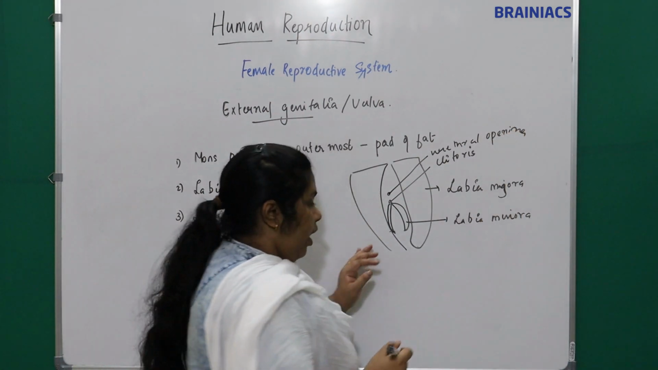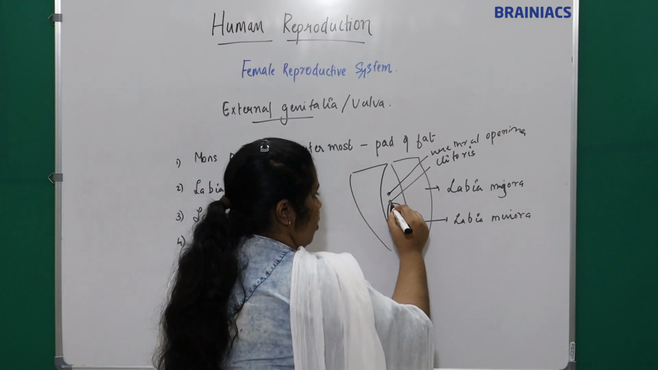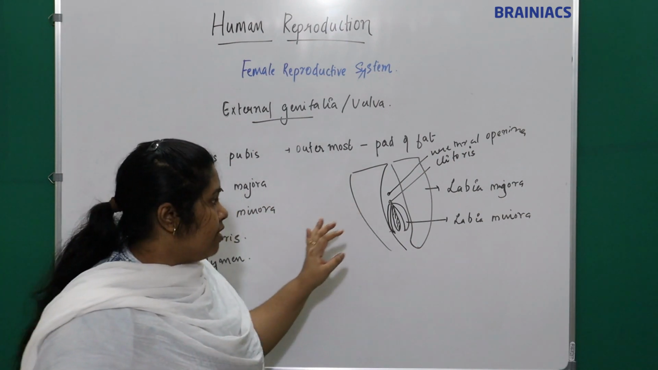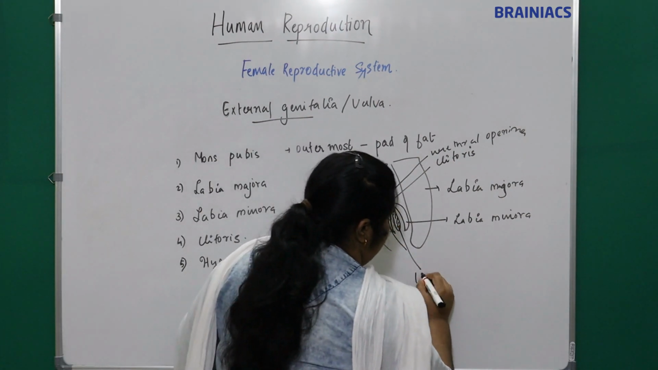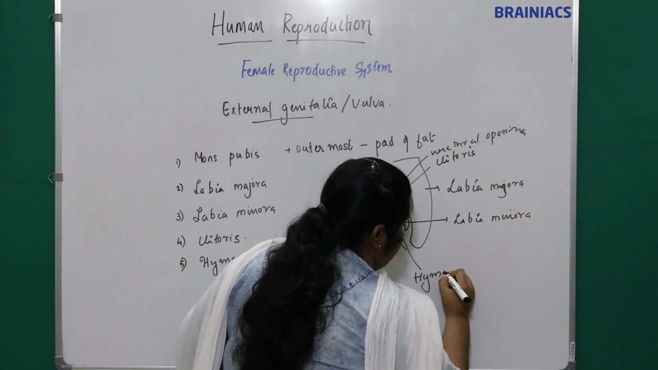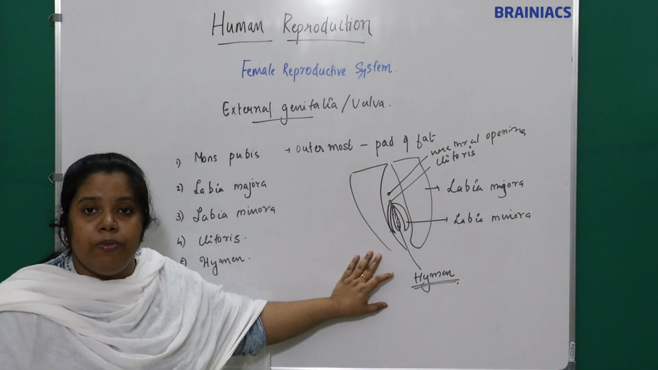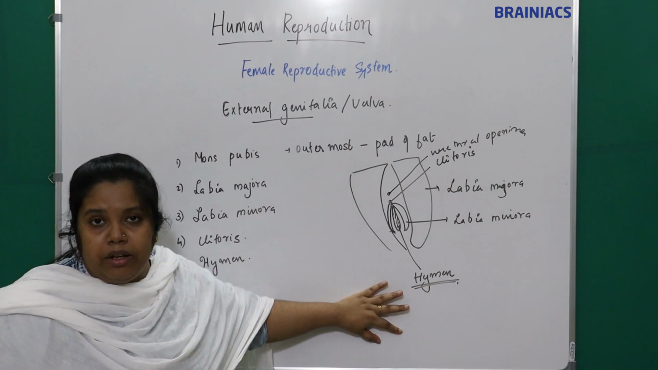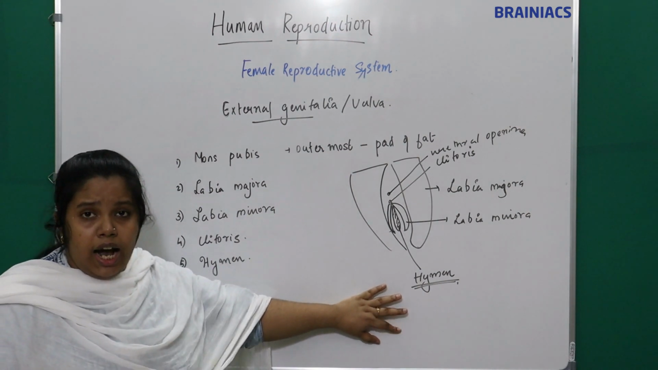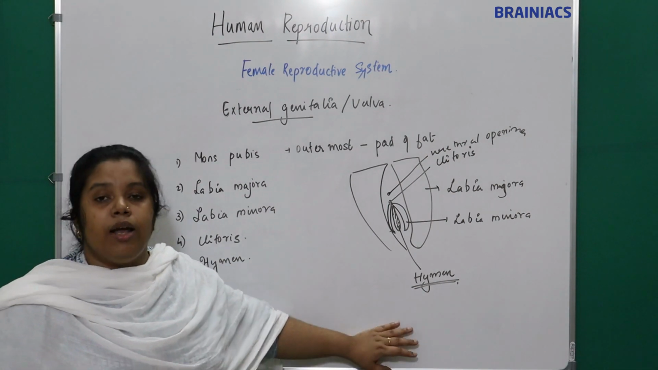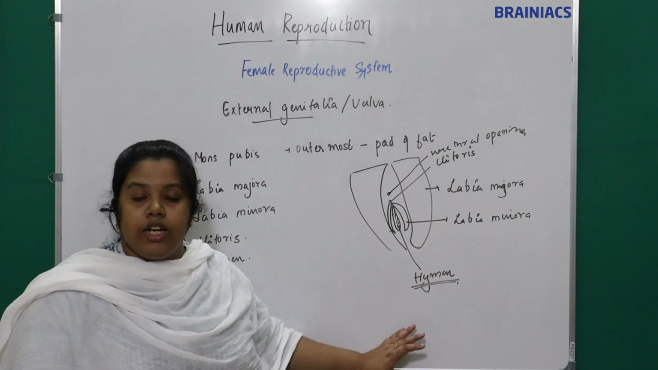And inside the labia minora we have what? We have the vaginal opening, and it is covered by a membrane called the hymen. This hymen actually ruptures during first intercourse.